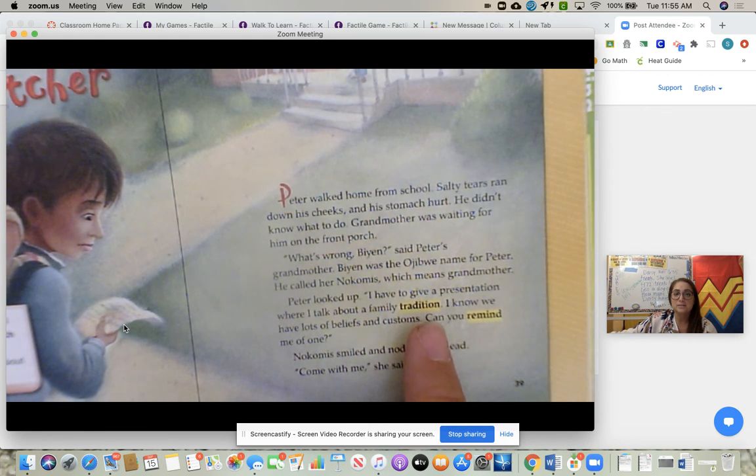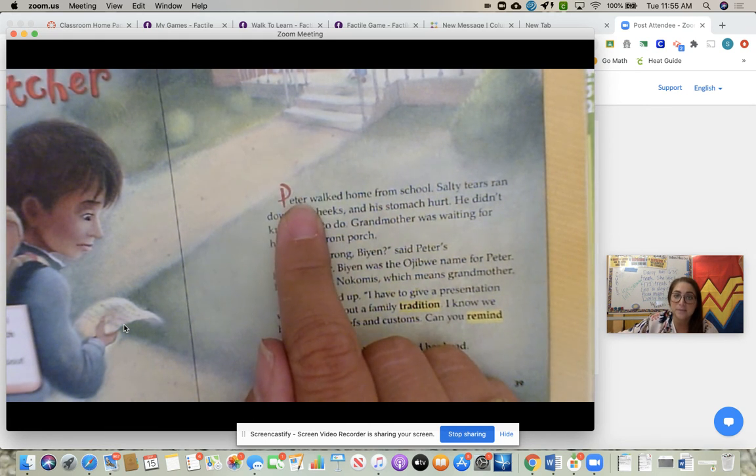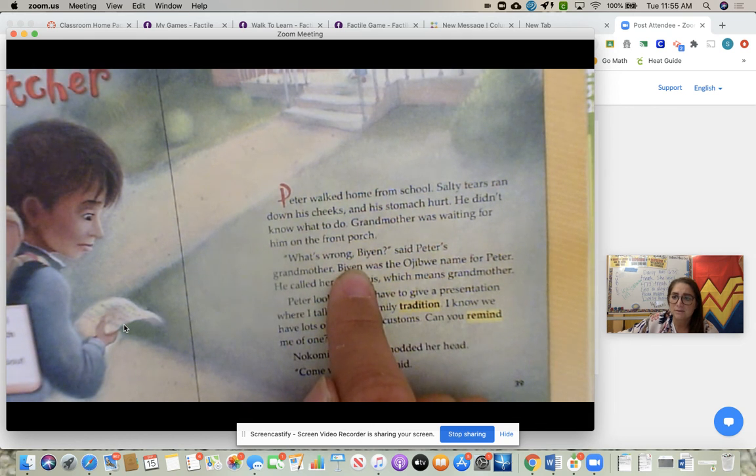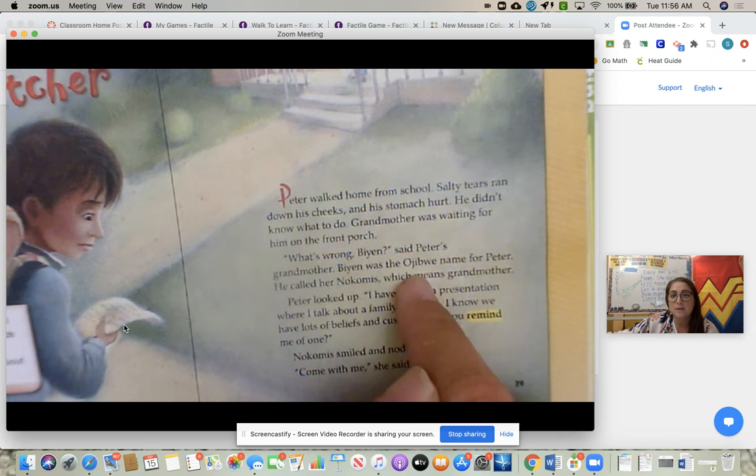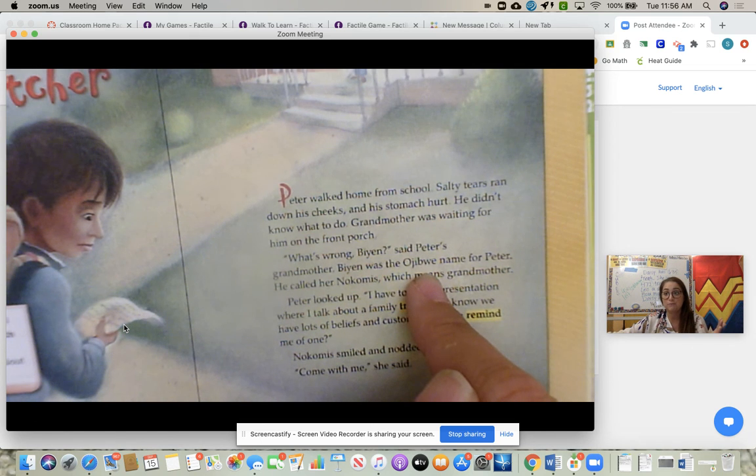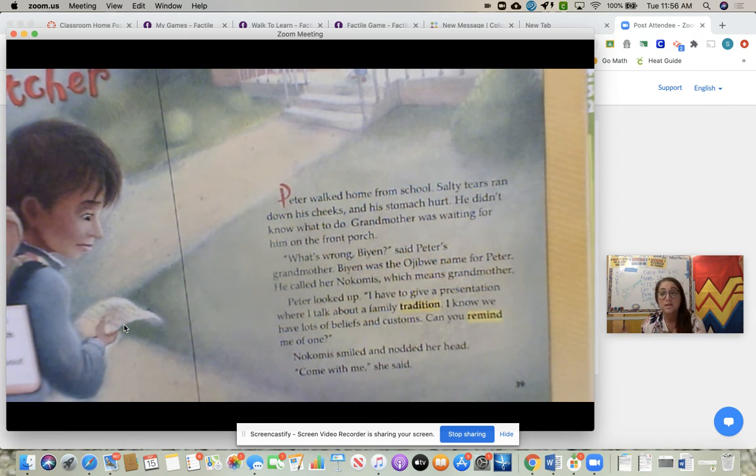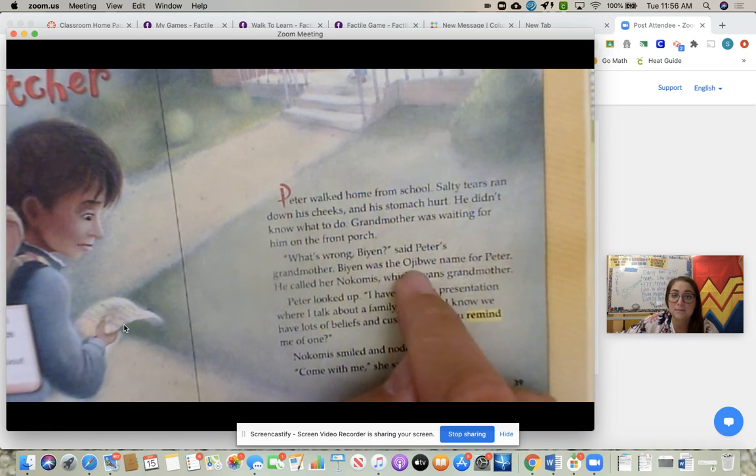So what we talked about on this page was, okay, we know our main character is Peter. But then I asked them, his grandmother calls him Bayan. Why? Someone said, maybe they speak a different language. So Bayan is in his home language. And also, Ojibwe kind of sounds like Native American. In my background, I know dream catchers come from Native American traditions. So I'm thinking, maybe that's the tribe he's from. So he has his name given from his family.